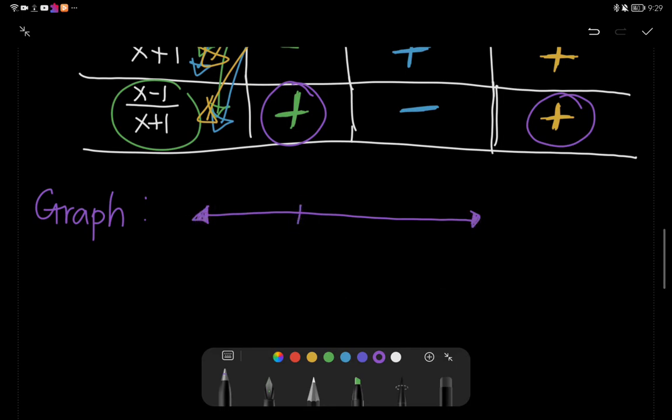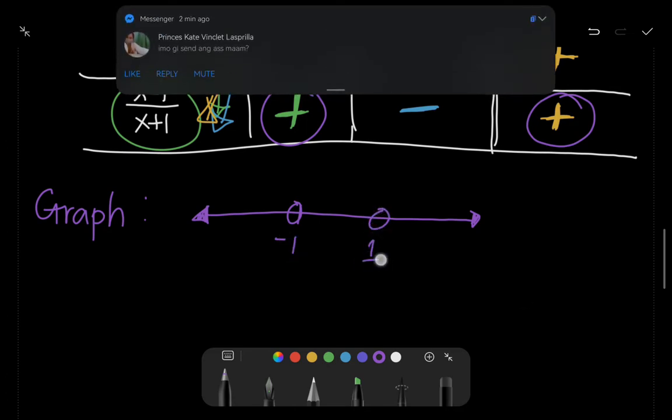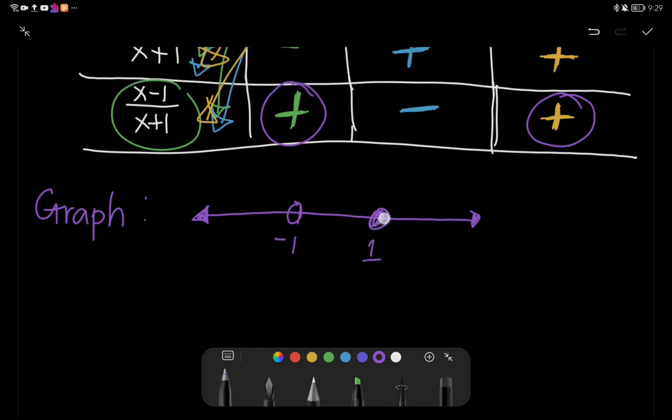This is -1 and this is +1. Shaded si +1 because +1 is included.